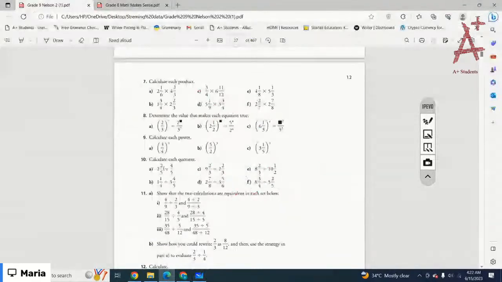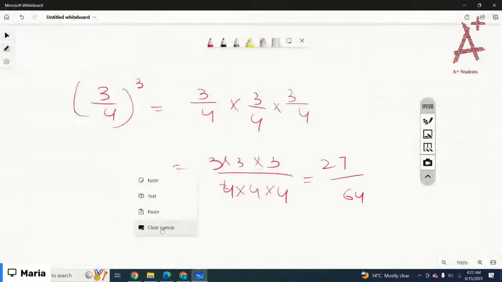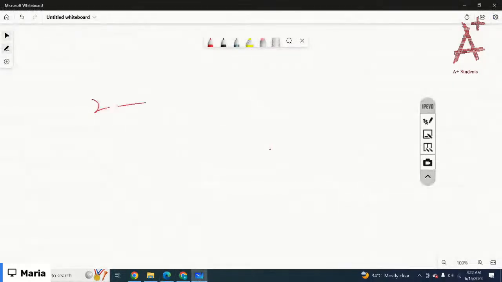Okay, the next one is calculate each quotient. Now you have to calculate the quotient. 2 whole 2 over 5 divided by 4 over 5. So quotient is a bit different from multiplication. You have to replace the division sign with multiplication. First convert: 5 times 2 is 10 and 2 is 12, so 12 over 5.